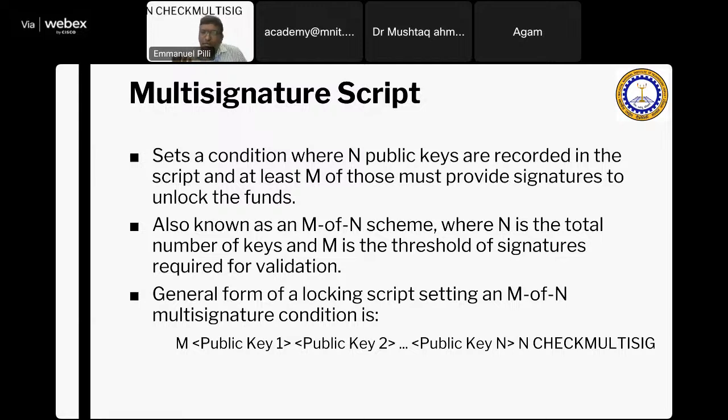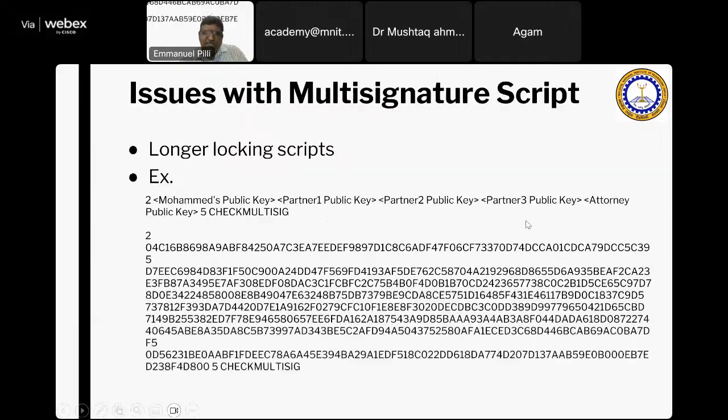The threshold means some number. So if there are 10 keys, 8 can be a threshold, or 6 can be a threshold. So 6 of 10 or 8 of 10. Okay, this is the model that we are looking at. The general form of a locking script setting an m of n multi-signature condition is: m, then n public keys, then n, and you have to check the multi-signature. So that's how it looks.